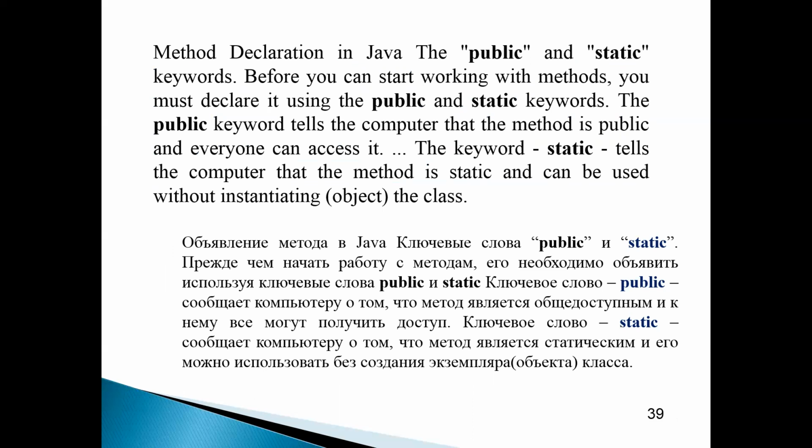Method declaration in Java, the public and static keyword. Before you can start working with methods, you must declare it using the public and static keywords. The public keyword tells the computer that the method is public and everyone can access it. The keyword static tells the computer that the method is static and can be used without instantiating the class.